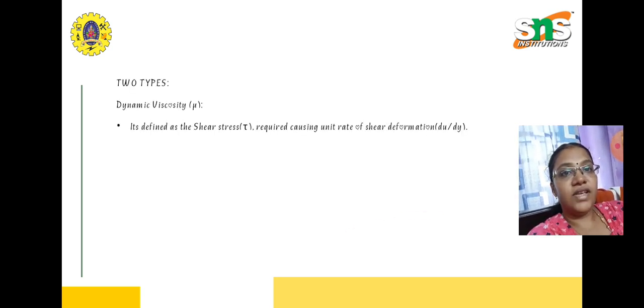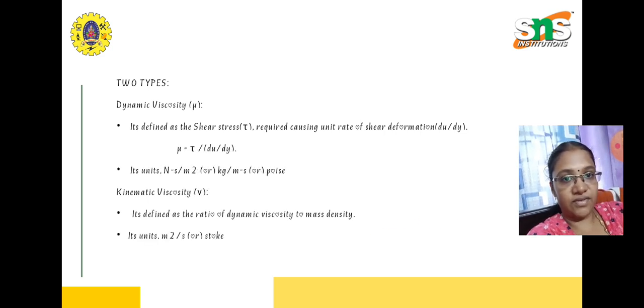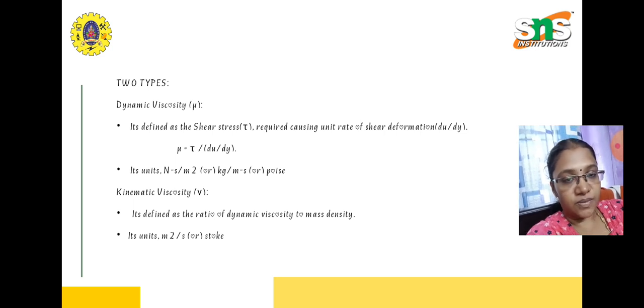Viscosity itself can be categorized into two types: one is the dynamic viscosity, another is the kinematic viscosity. Dynamic viscosity is defined as the shear stress required to cause unit shear deformation. We can denote it in the formula mu = tau / (du/dy). The unit of dynamic viscosity is Newton second per meter square, or kg per meter second, or we can denote it as poise.